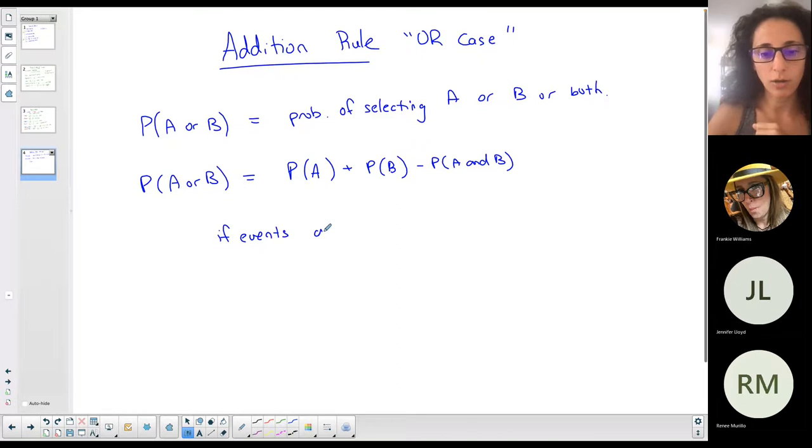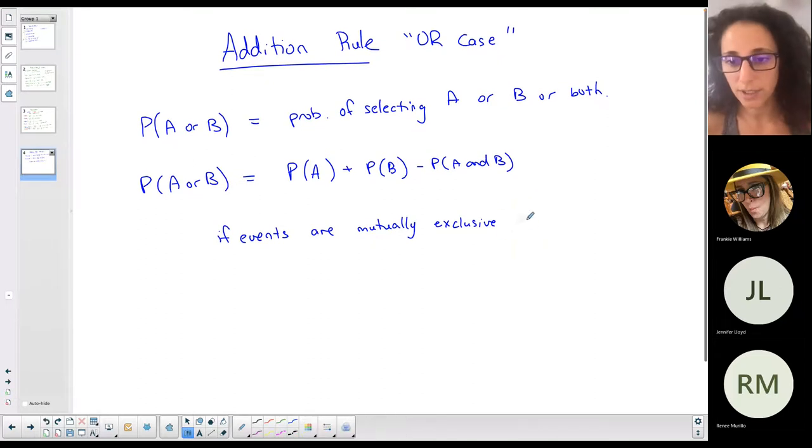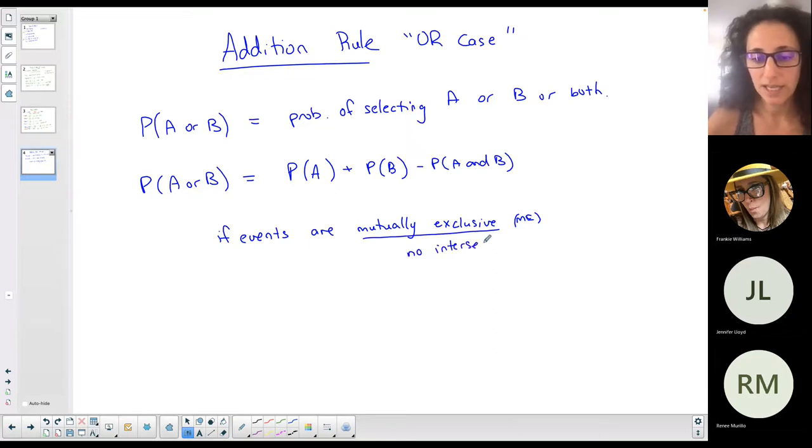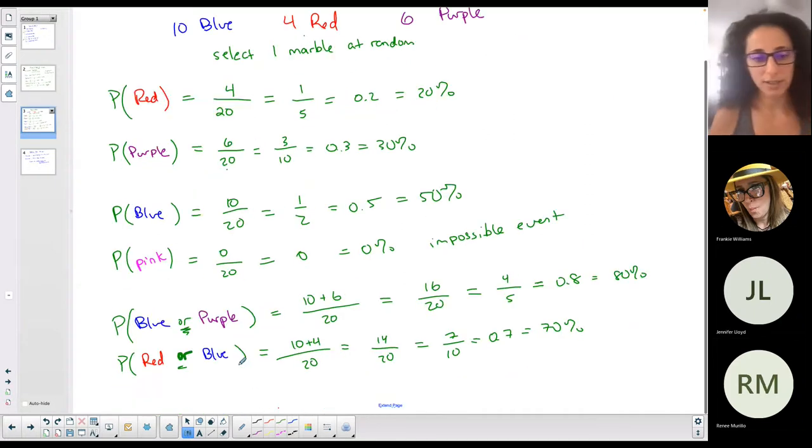If events are what we call mutually exclusive, and I'm going to abbreviate it as ME because I don't want to write that all the time, ME is mutually exclusive, which means that they have no intersection. They cannot occur at the same time. In this particular case, if I'm only selecting one marble, I cannot select a blue and a purple, because that's two marbles. I can only select one or the other, right? I can't do a blue and a purple at the same time if I'm only selecting one marble. So those would be considered mutually exclusive events.